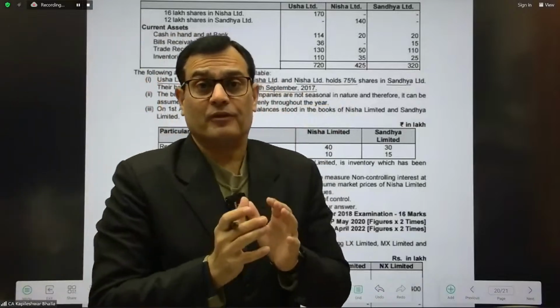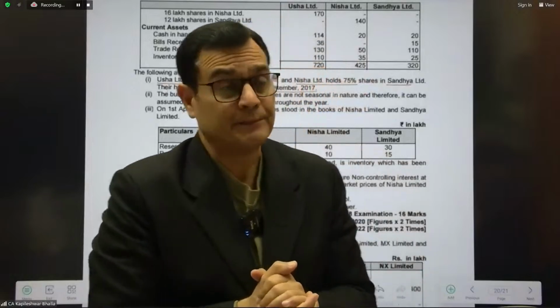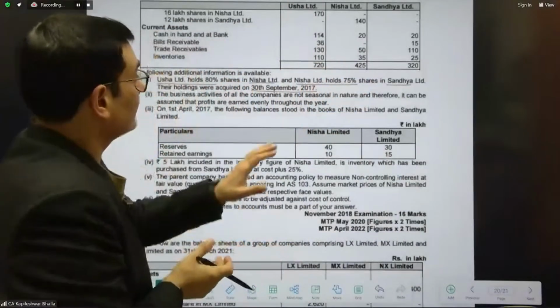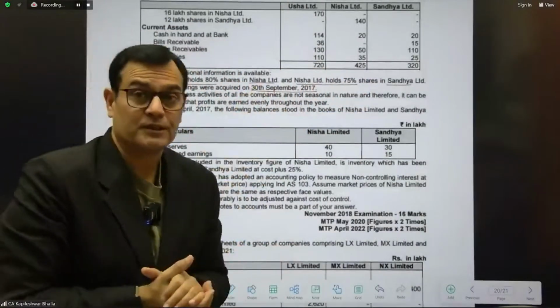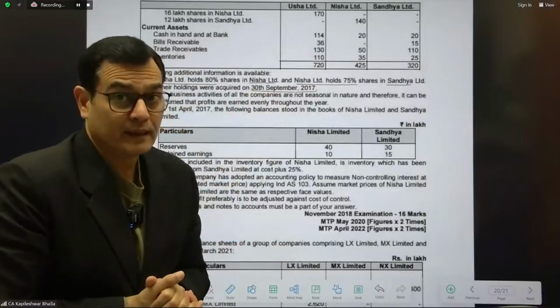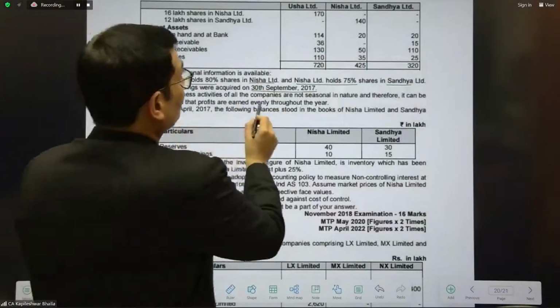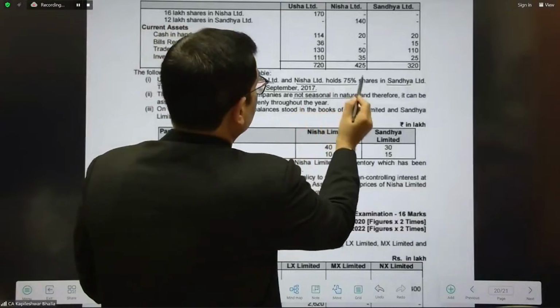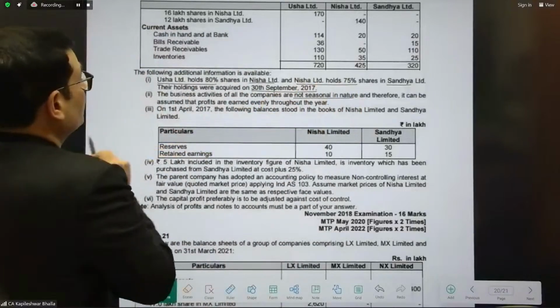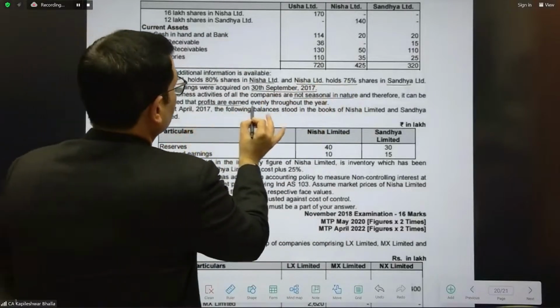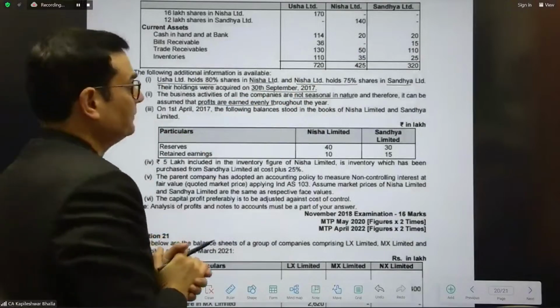So the balance sheet is required on March 18, and the date of acquisition is in the middle of the year, that is 30th September. So naturally it is a case of consolidation later. And of course, in this case, there is a presence of the NCI as well, because we're not holding a 100% stake. Then it says the businesses of all the companies are not seasonal in nature, and therefore we can assume that profits are earned evenly throughout the year.